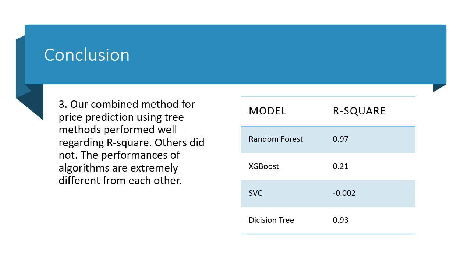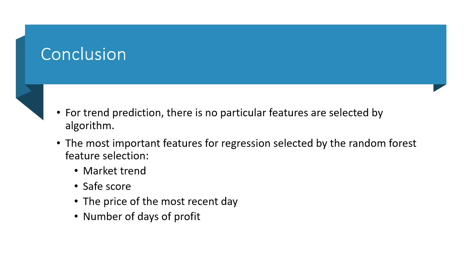The R-square of random forest and decision tree model are very high, but in the case of SVC it is even lower than 0, which means that the regression analysis did even worse than just using horizontal lines through the mean value. The reasons behind this phenomenon will be considered in the future research by adjusting the features and using more evaluation criteria such as RMSE. For trend prediction, no particular features are selected by algorithms.